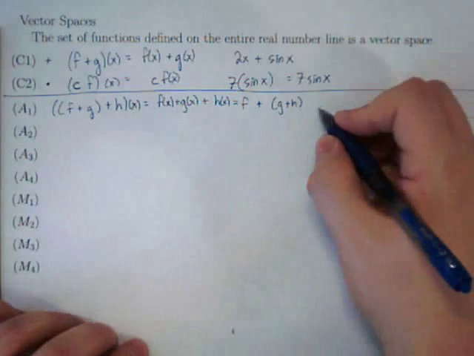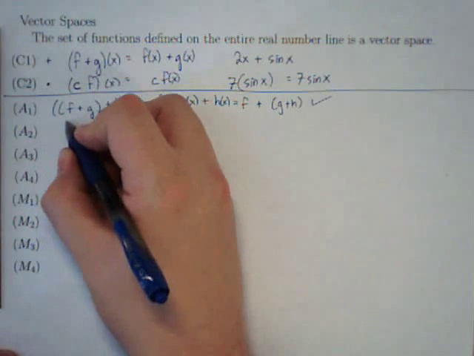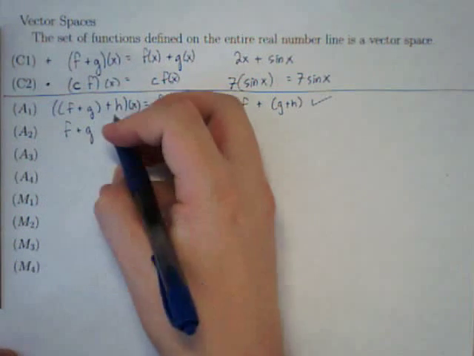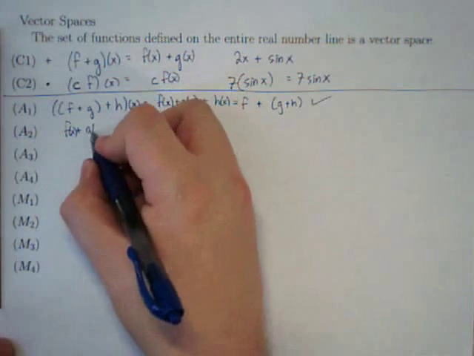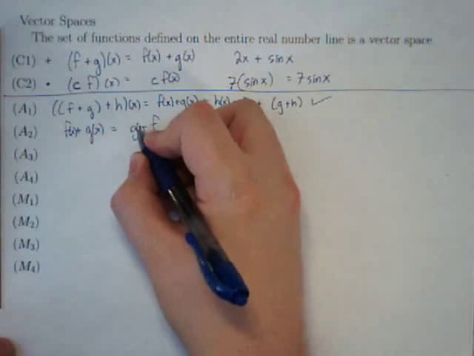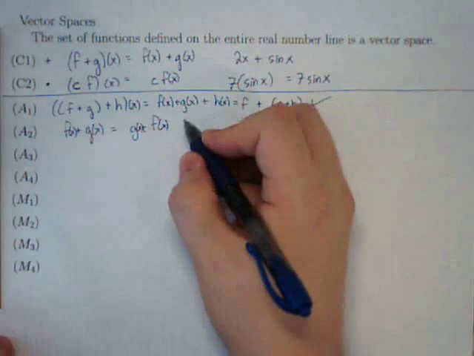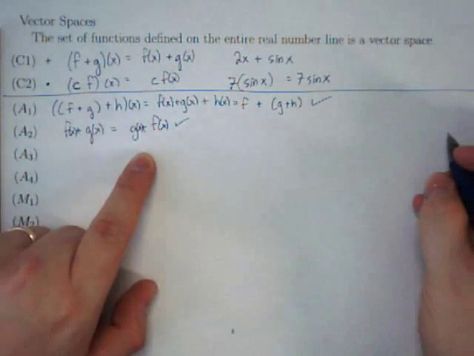So associativity is done. Commutativity: if you take f plus g, is that the same as g plus f? Well, that's just it. f of x plus g of x is the same thing as g of x plus f of x, and that's just the commutativity of real numbers.